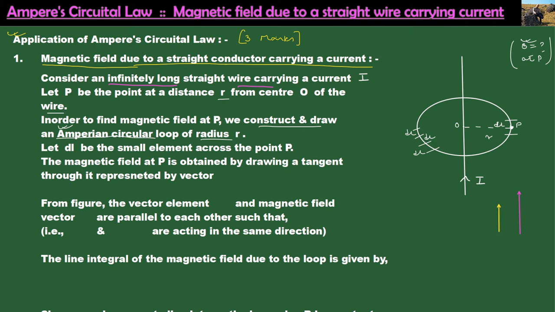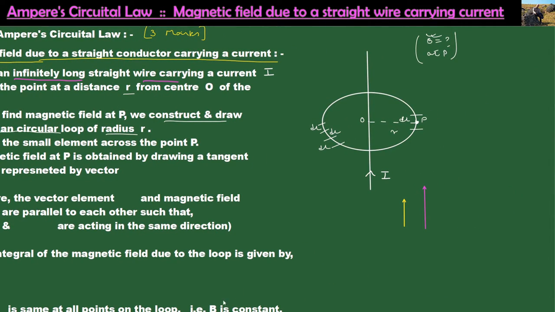Then I have to represent that element in terms of a vector. If I take this yellow colored vector, let it represent our element vector, which is our dl bar. Then, by applying the right hand thumb rule, you can find out the direction of the magnetic field. With your thumb pointing upwards, the thumb points in the direction of the current, and the curl of the fingers gives you the direction of your magnetic field. So our magnetic field in this case will point in this direction, that means it will pass through this point P.